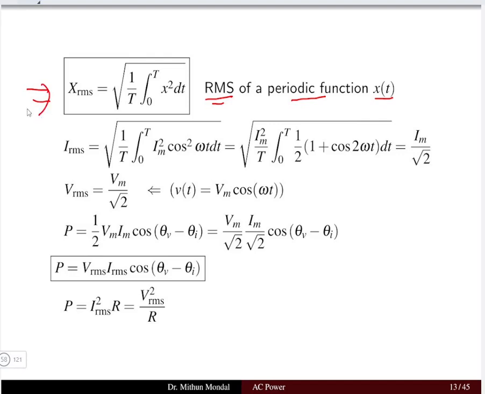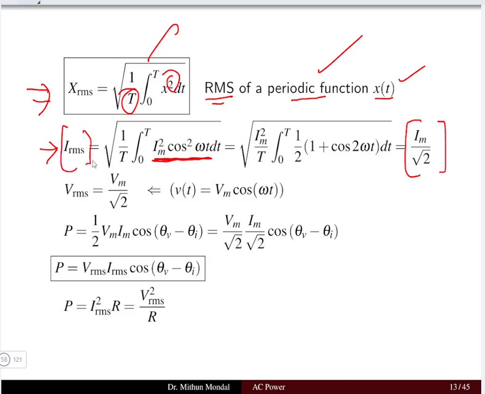Whether it is a voltage, current or any other quantity which is a function of time and periodic in nature, we have a root here, a mean here and a square here. So there is a root mean square. Now if we substitute the current, Im cos omega t, and take its RMS value, we get Im by root 2. So IRMS is equal to Im by root 2.